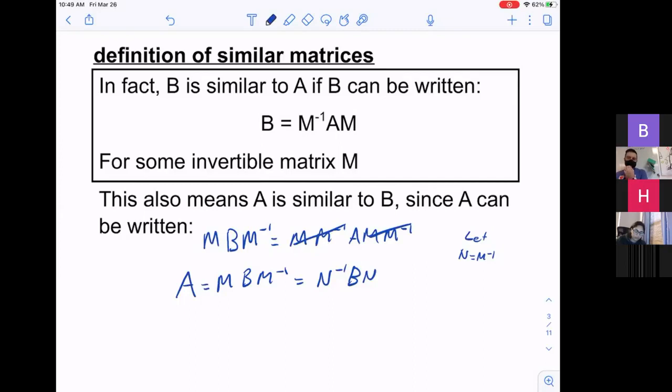So either direction, it's the same. It's just that you wouldn't use the same M. If I were trying to show B is similar to A or A is similar to B, the matrix will be different when you set up your equation, but the fact will still be the same. If B is similar to A, A will be similar to B as well.